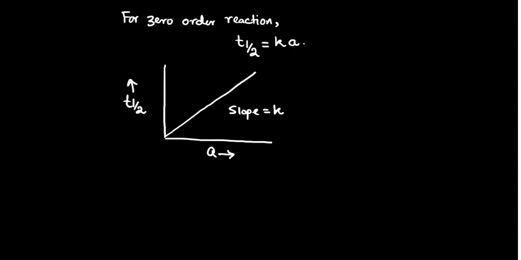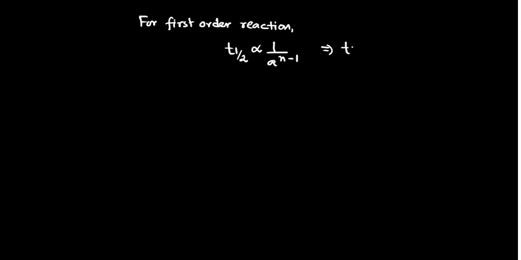Similarly, if we consider a first order reaction, what can we write? T half is proportional to 1 by A to the power n minus 1. So T half is proportional to A to the power 0. So it's a constant. So what we can write: T half is equal to a constant K, right? So it is independent of the initial concentration.